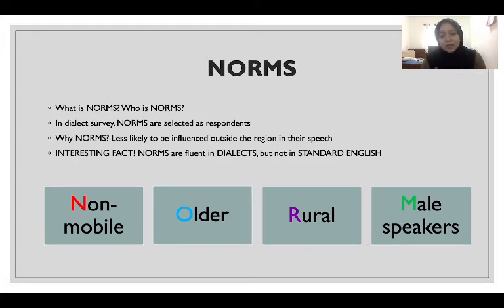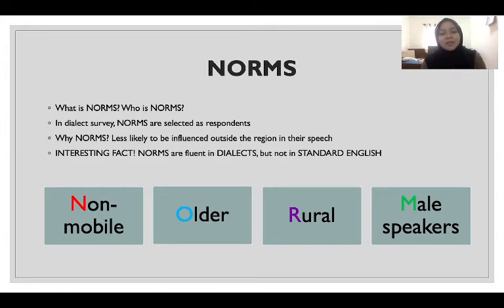So in this case, when we are trying to identify a dialect, linguists most of the time will choose NORMS as their respondents. So who and what is NORMS? Okay, NORMS stands for N, non-mobile, O, older, R for rural, and M for male speakers. Okay, so why NORMS? Why do this?